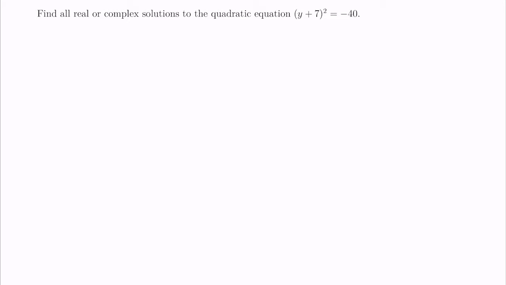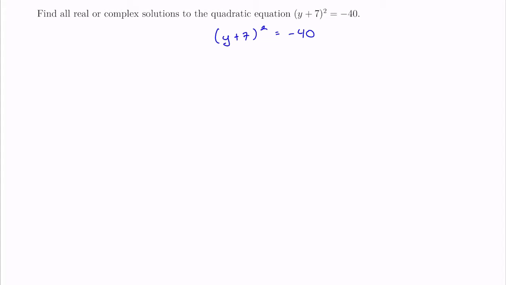We need to find all real or complex solutions to the quadratic equation (y + 7)² = -40. Recognizing that there is only one variable in the entire equation, and it is caught up in that squared component, and that squared thing already equals a number, this equation is already set up for us to use the square root property. So the first step in solving the equation, the quantity y plus 7 squared equals negative 40, is to apply the square root property.